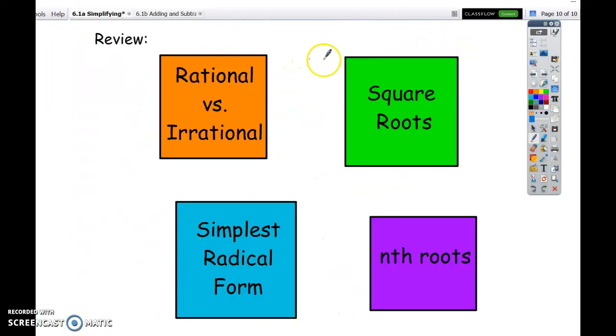A lot of new information, so we're going to be working on this the next couple of days in class to make sure everybody understands what's going on. So come with your questions. Start to memorize what it means to be in simplest radical form. Remember to answer the questions at the bottom of your quiz.